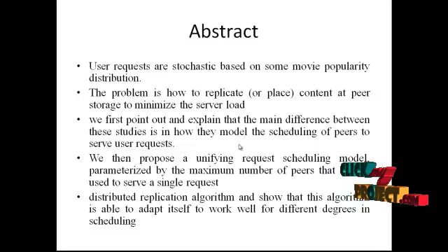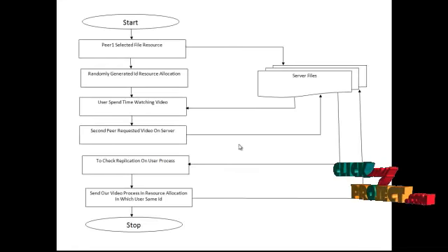We first point out and explain that the main difference between these studies is in how they model the scheduling of peers to serve user requests. We then serve a single request with a distributed replication algorithm, so that this algorithm is able to adapt itself to work well for different degrees of scheduling. We can see our project data flow diagram.